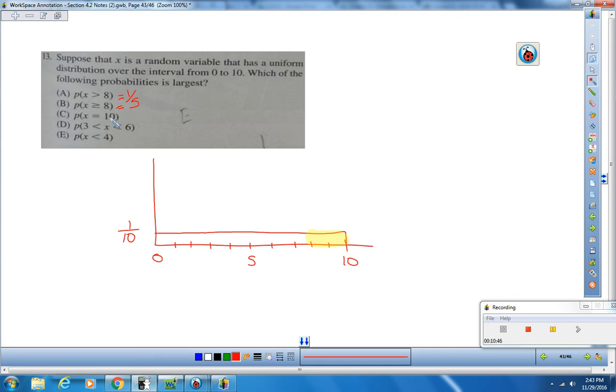This probability right here, that x is equal to 10, is in fact 0. Okay? Between 3, which is right here, and 6, which is right here, I have a width of 3. So that's 3/10. That's a little bit bigger. And then x is less than 4. That's from here down. That's actually going to be my biggest interval. It's 4/10, or 2/5. So E is my answer. Okay? But remember, uniform distribution means it's the same height all the way across, and you calculate the height of that by doing 1 over the width.